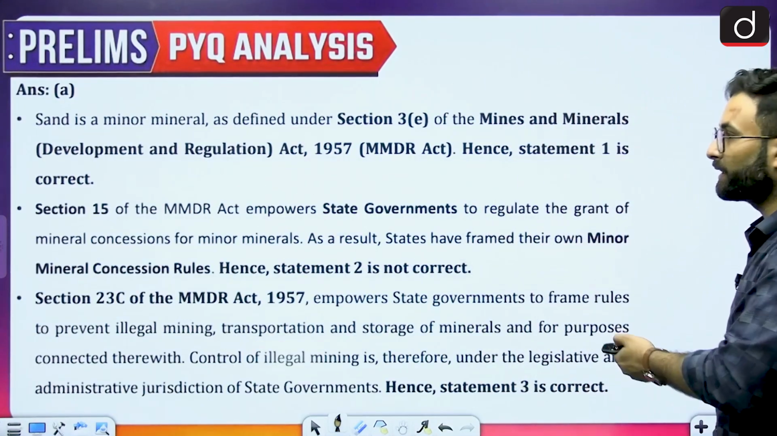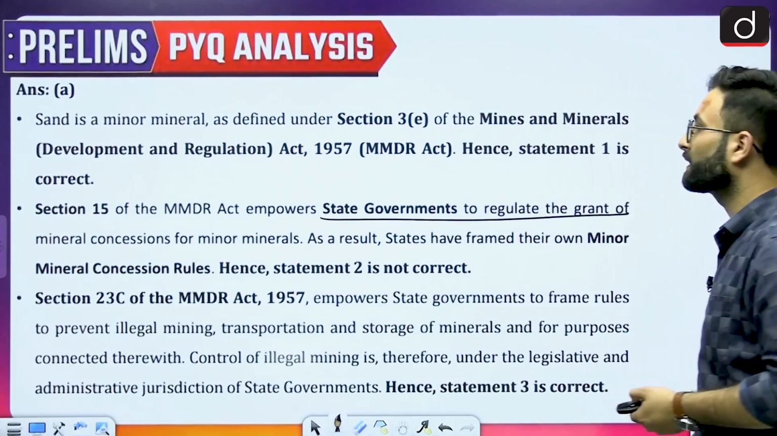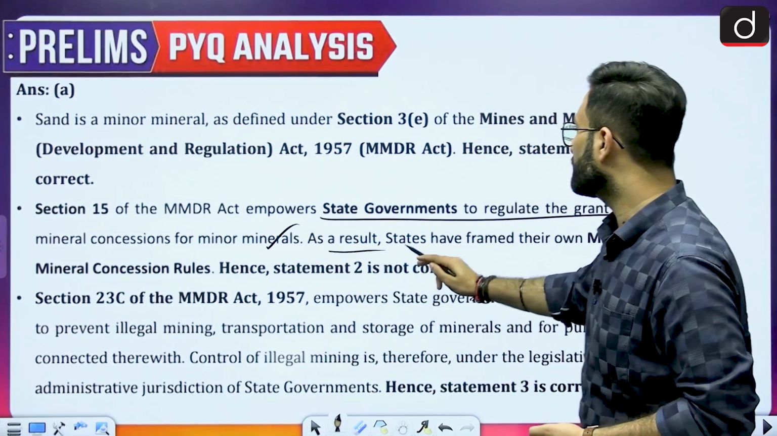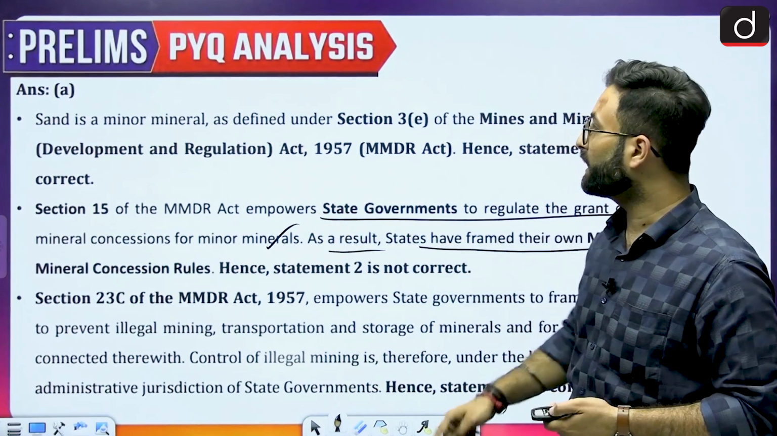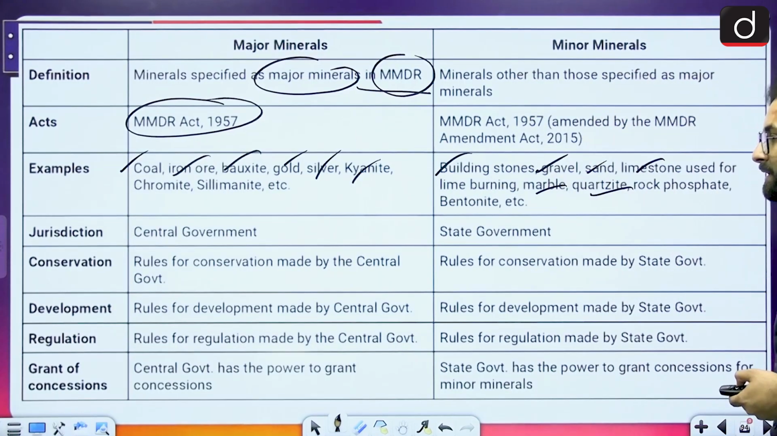Similar things are given over here. Section 15 of the MMDR Act says that the state government regulates the grant of minor mineral concessions for the minor minerals. As a result, states have framed their own minor mineral concession rules. Okay, so that has been given over here. Other than that, I have already covered the difference between the major and the minor minerals.